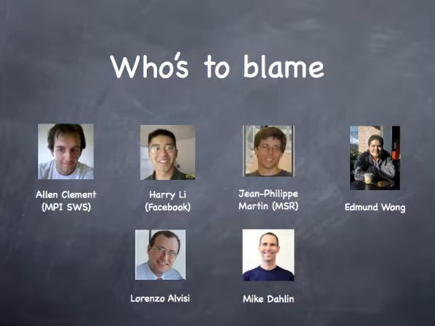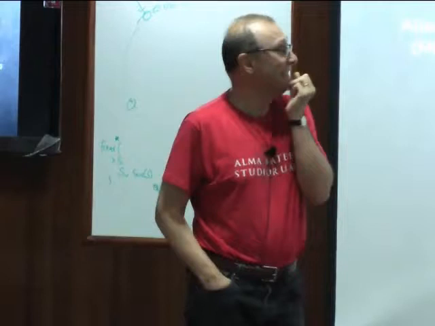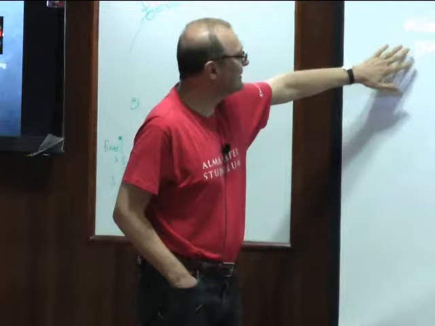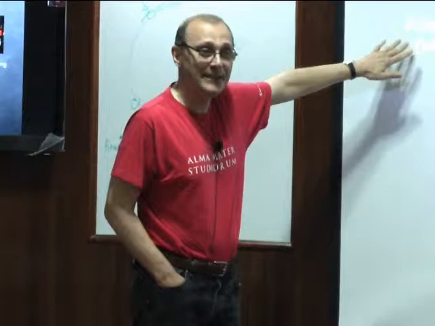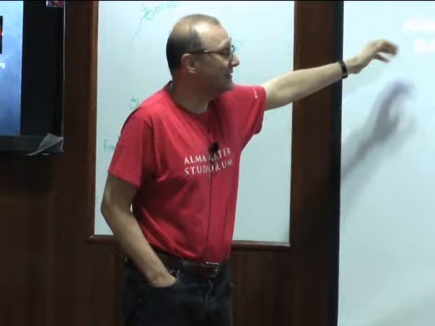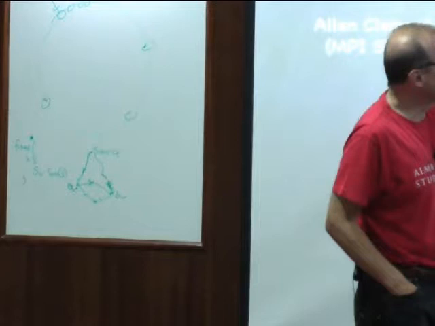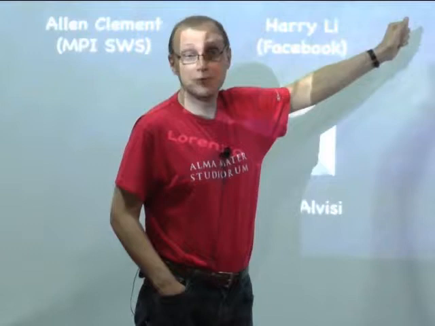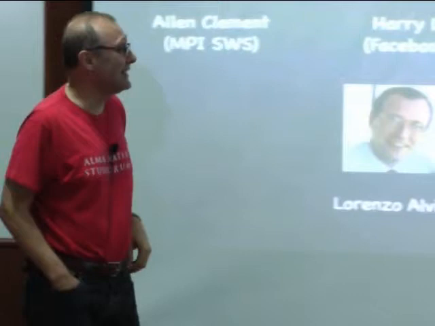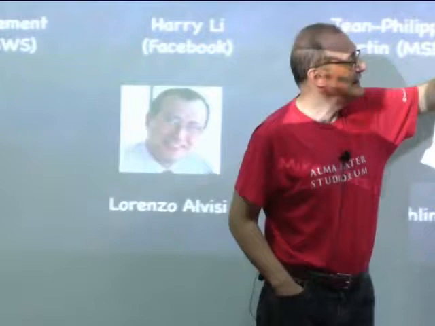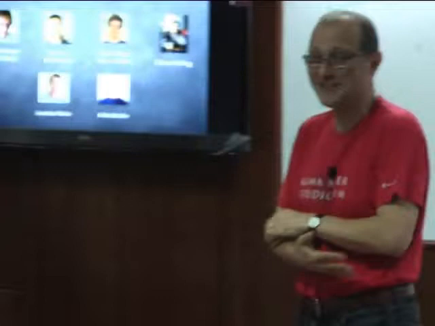So let me tell you who is to blame for everything you're going to see. Okay, so as you already know, probably the people that really do the work are the students. Alan is finishing a postdoc with Peter, as it happens, at MPI, and one of the places he could go is to become faculty at MPI itself. He has an offer there. Harry broke my heart and went to Facebook. Those of you at MSR may know JP. JP was at Cambridge and now is at MSR Silicon Valley. And Ed is actually still a student, so he's the only guy in this picture who's actually doing the work right now.